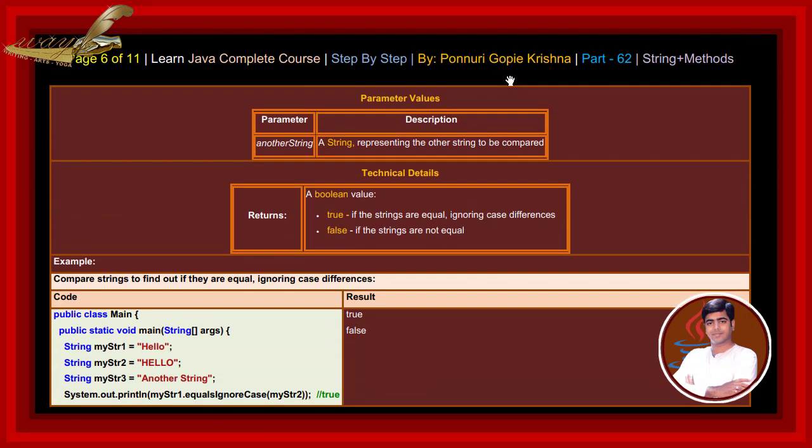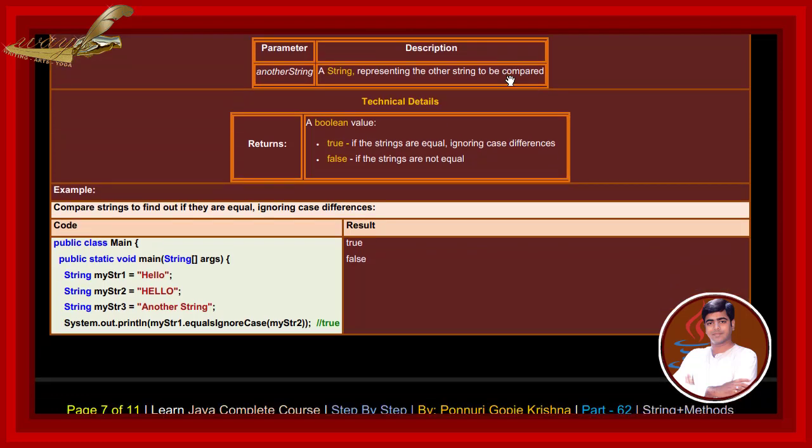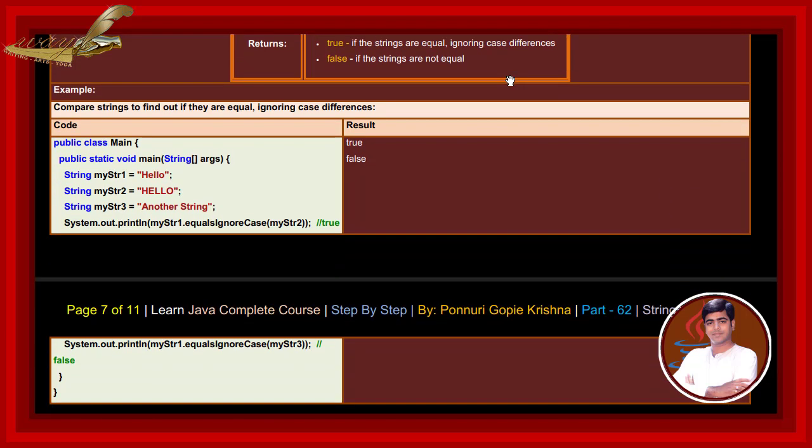Parameter value: another string, a string representing the other string to be compared. Technical details: a boolean value, true if the strings are equal ignoring case differences, false if the strings are not equal. See the example, compare strings to find out if they are equal ignoring case differences. If we write and execute this code, the output result returns true, false.